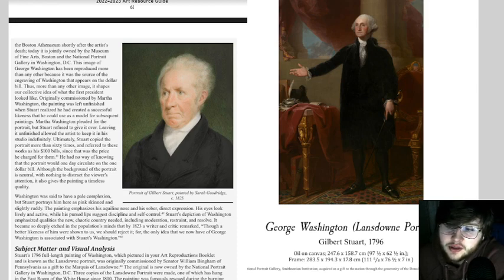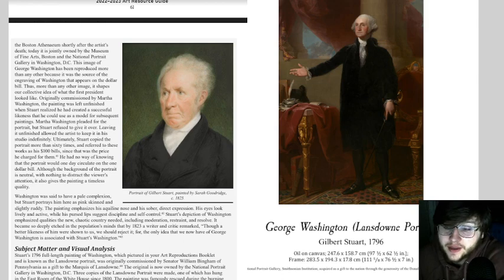Ultimately, Stuart copied the portrait more than 60 times and referred to these works as his $100 bills, since that was the price he charged for them. He had no way of knowing that the portrait would one day circulate on the $1 bill. The background of the portrait is neutral, with nothing to distract the viewer's attention. It also gives the painting a timeless quality.